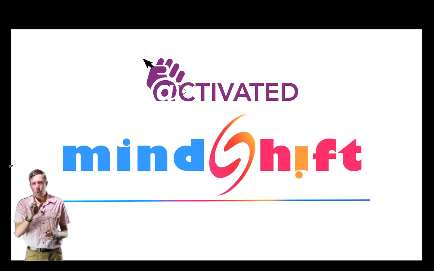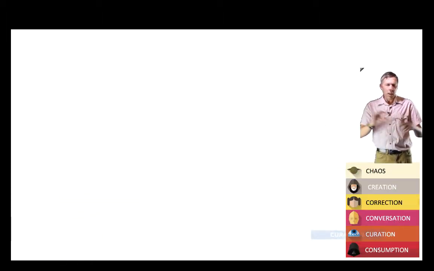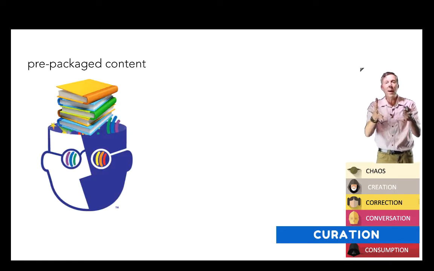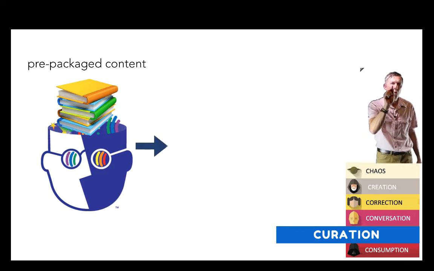These are the mind shifts that the activated classroom model needs us to make. So let's start with the lowest layer, the layer of curation. Why do we want to teach our students with pre-packaged content? You know what it's like. We're going to be learning about the final battle of World War II, students. Here, read chapters 2, 3, and 4. Why do we want to do that, when we can get them to curate their own content?